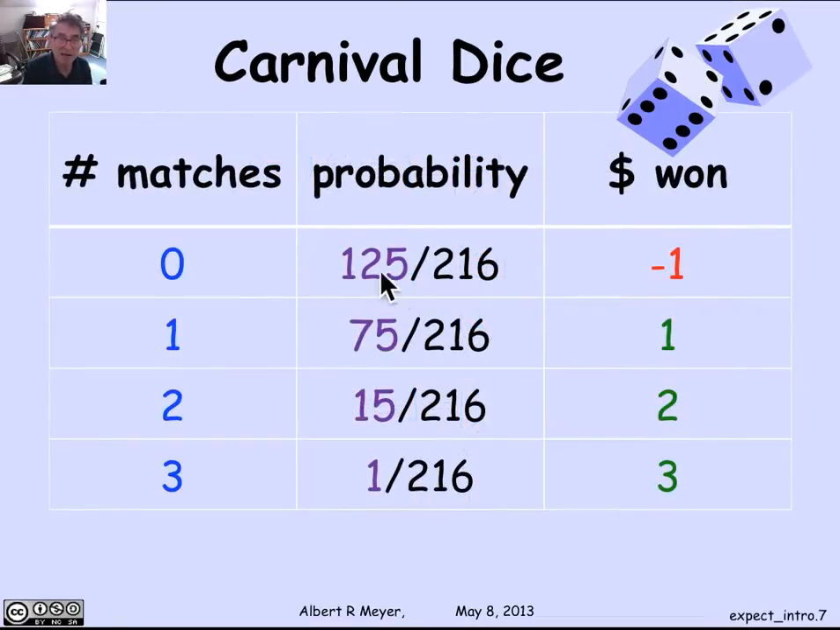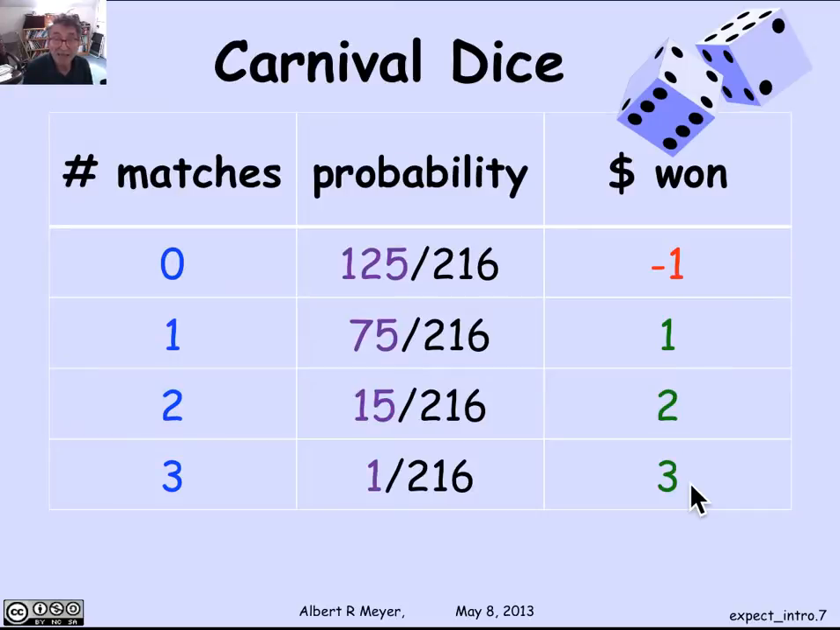So what we figured out is that 0 matches has a probability of 125 over 216. And in that case, I lose $1. 1 match turns out to have a probability of 75 out of 216, and I win $1. 2 matches is 15 out of 216, I win $2. And 3 matches, there's 1 chance in 216 that I win the $3.